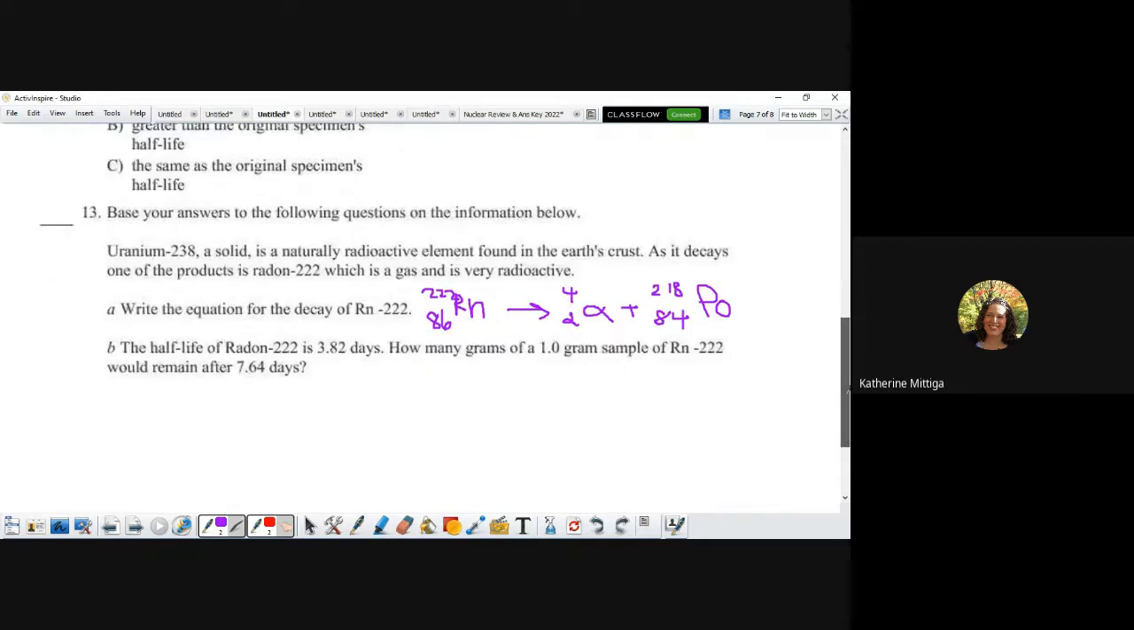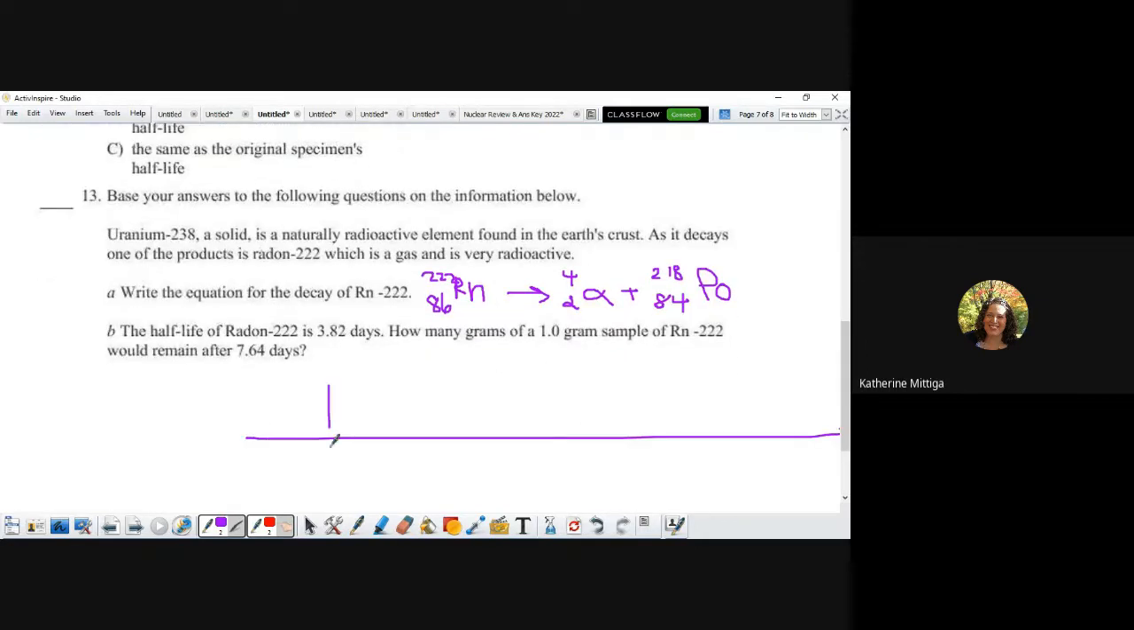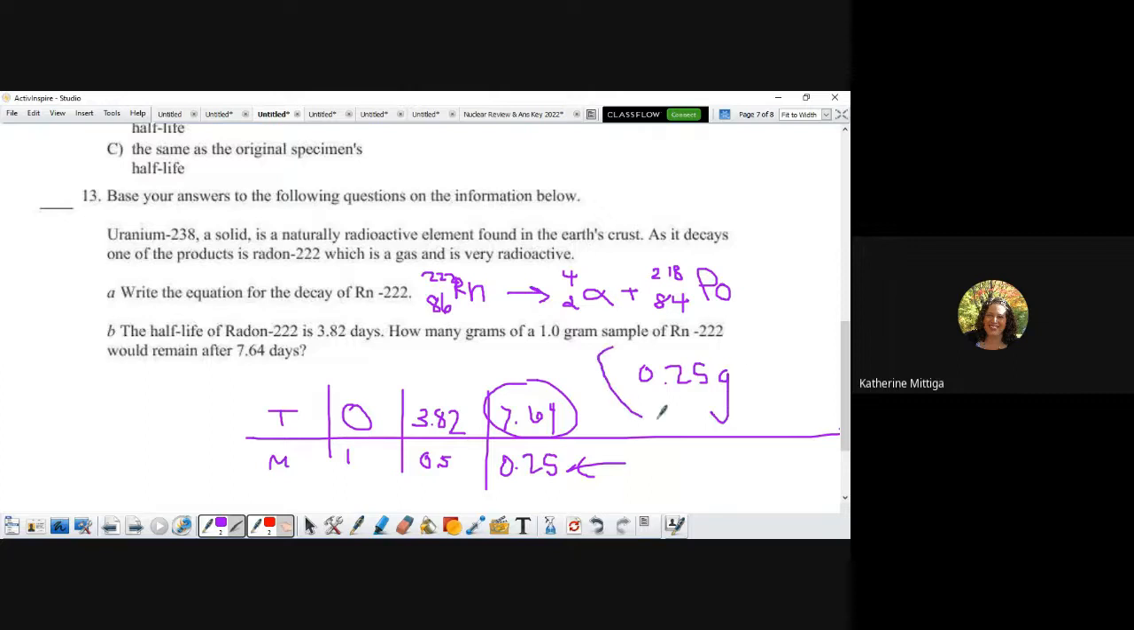Okay, half-life is that. So time and mass. Time 0, mass is 1 gram. The half-life is 3.82 days. So half of 1 is 0.5. Add another 3.82, 3.82 plus 3.82 is 7.64. Half of that is 0.25. Oh, that's it. So our answer is 0.25 grams.